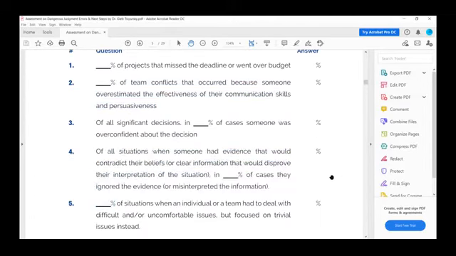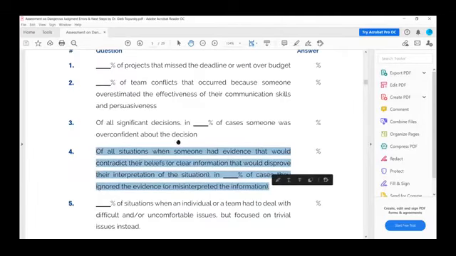The last one I'll do just so you get a sense of what's going on. This is going to be number 4. Of all situations, when someone had evidence that would contradict their beliefs or clear information that would disprove their interpretation of a situation, in what percentage of cases did they ignore the evidence or misinterpret the information? This is a huge one for resistance to change, one of the biggest ones. So let's talk about this. 90%, 70%, 65%, 60%.